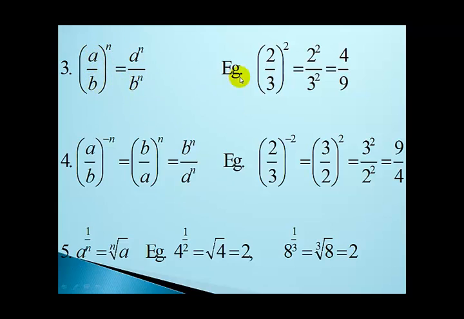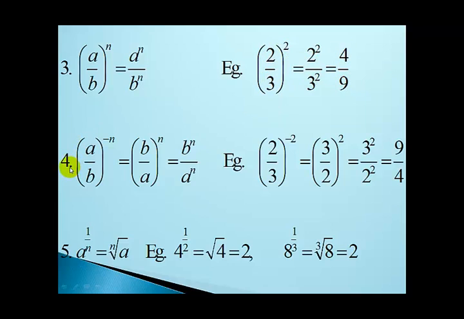Let's look at this example. If you have 2 divided by 3 raised to the power 2, this is equal to 2 raised to the power 2 all divided by 3 raised to the power 2. That is, the exponent is affecting both the numerator and the denominator. Now 2 squared is equal to 4 and 3 squared is equal to 9. This means that 2 over 3 all exponent 2 is equal to 4 over 9.